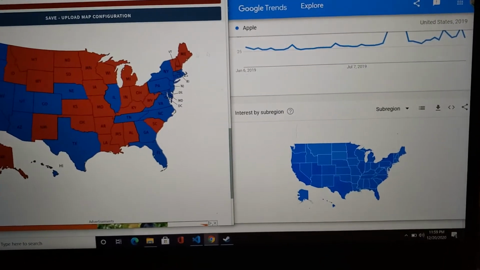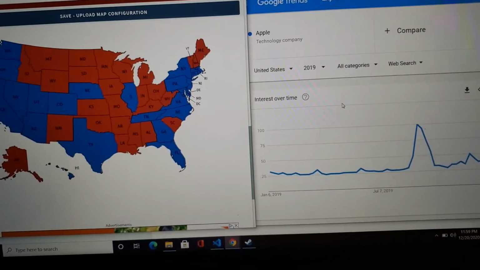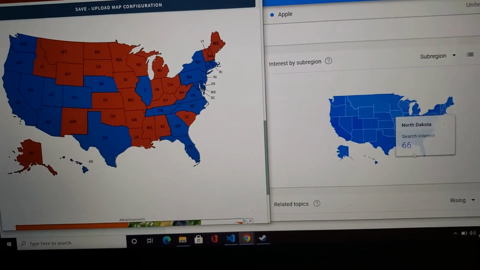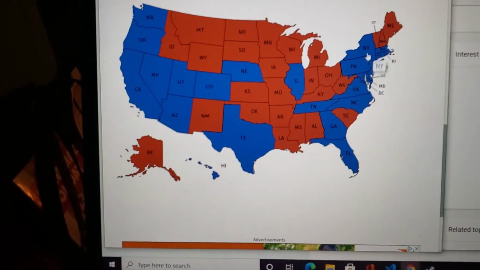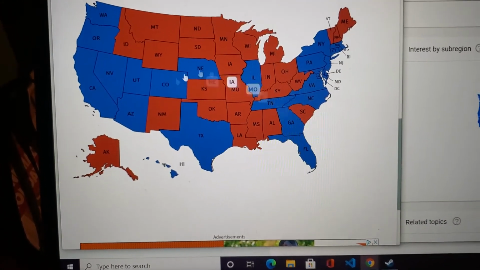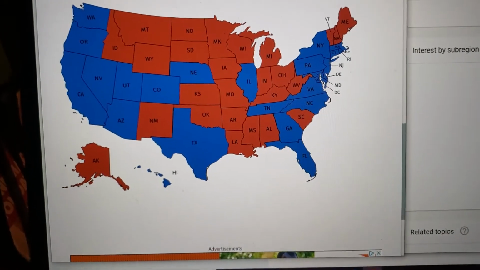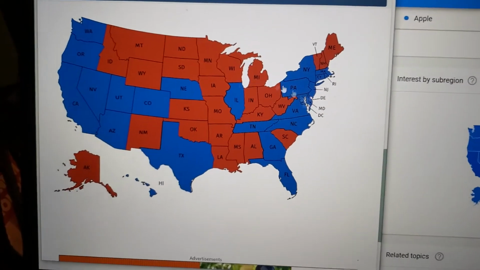So I got some Google Trends data here from Apple from 2019. Basically what I did is I looked at the states that are more likely to look up Apple and less likely to look up Apple. I divided them up 25-25. I colored the 25 states more likely to look up Apple in blue, and the 25 states less likely to look up Apple in red. You'll notice it kind of looks like an election map, like a political map.